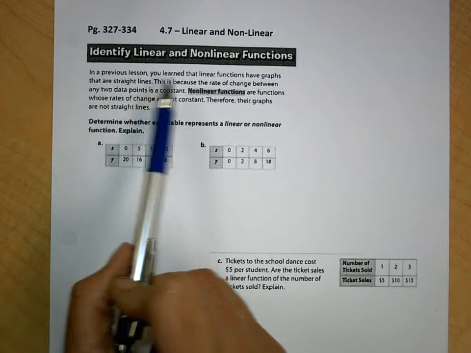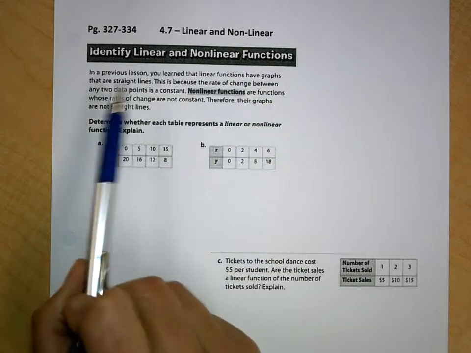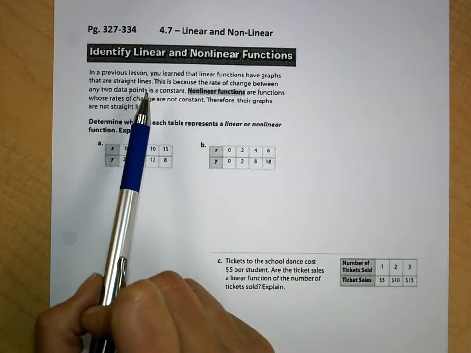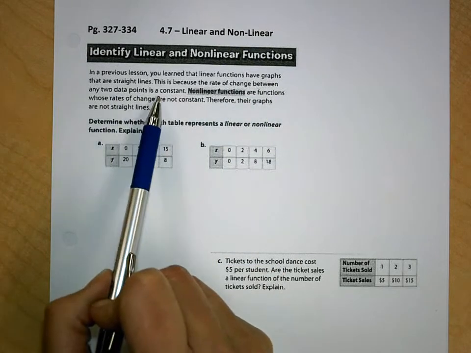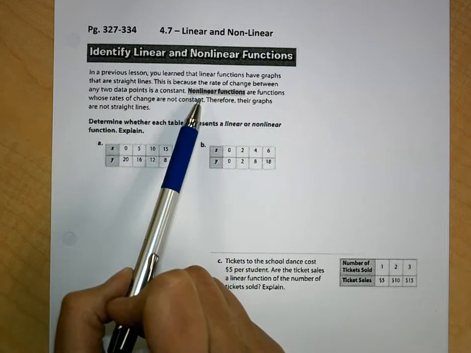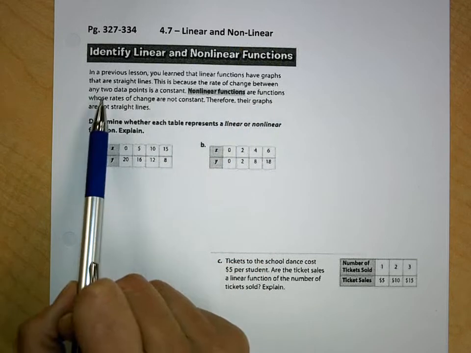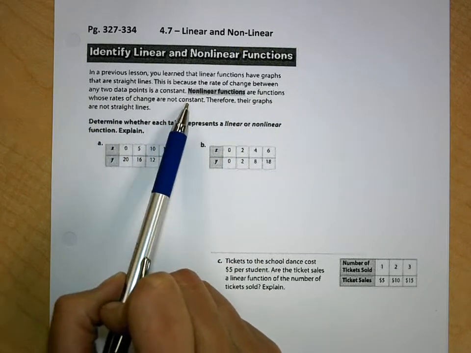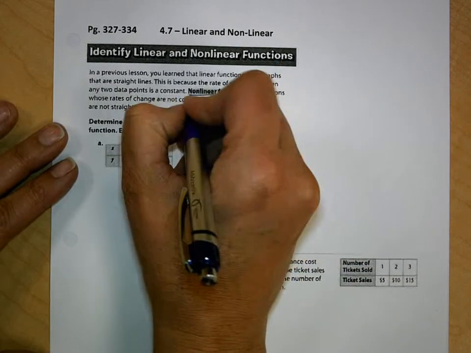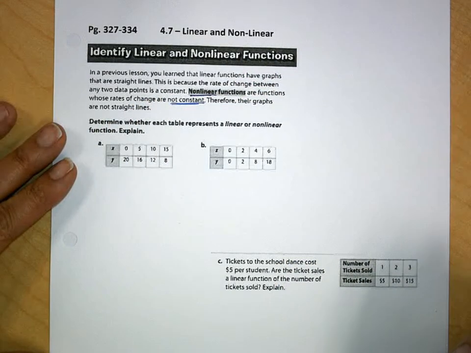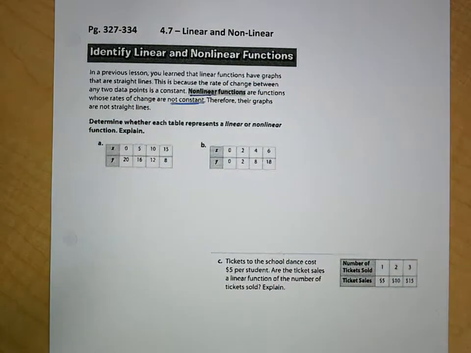In a previous lesson, you learned that linear functions have graphs that are straight lines. Yes, we know that. This is because the rate of change between any two data points is constant. We also know that. Nonlinear functions are functions whose rates of change are not constant. Therefore, their graphs will not be straight lines. So nonlinear, not constant. That's what we're going to test for today.